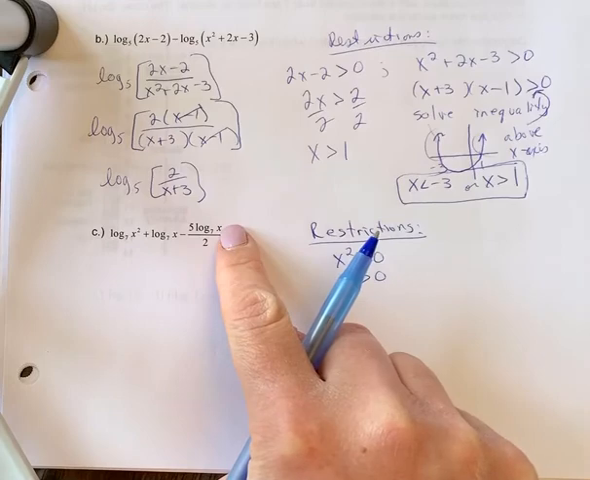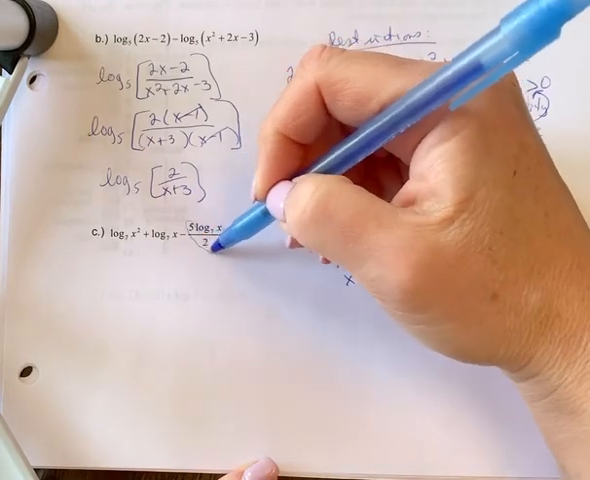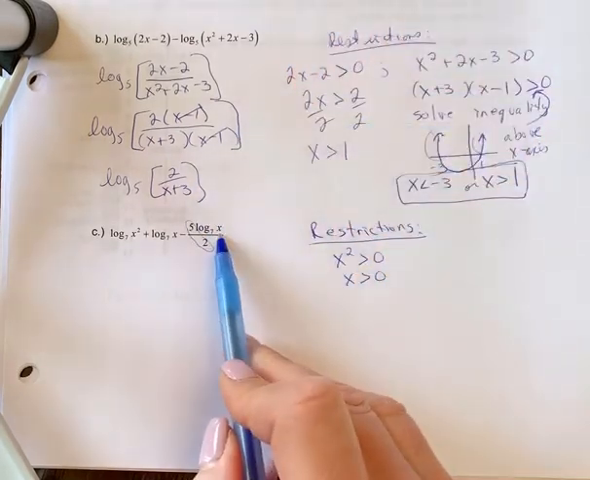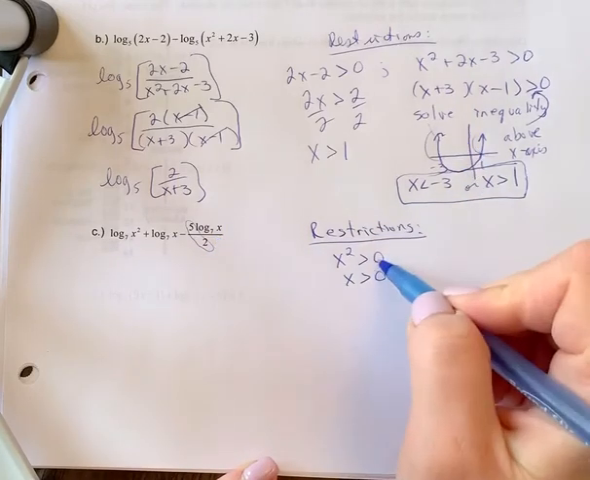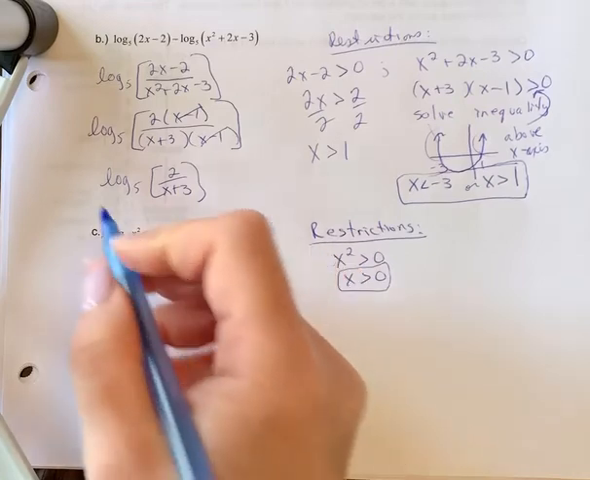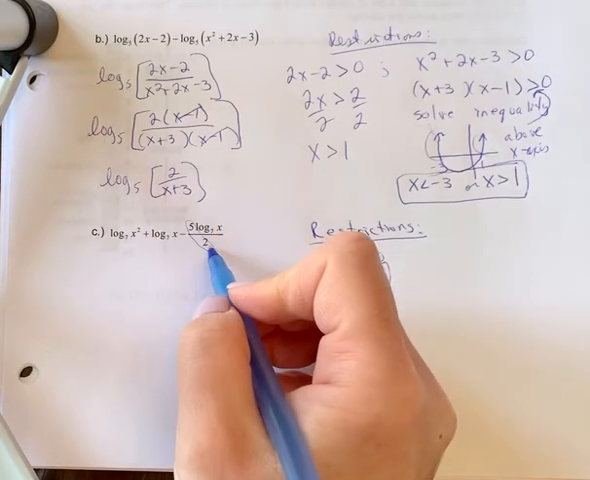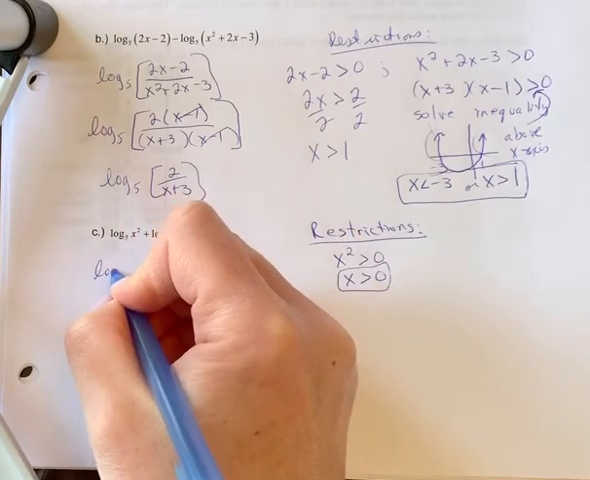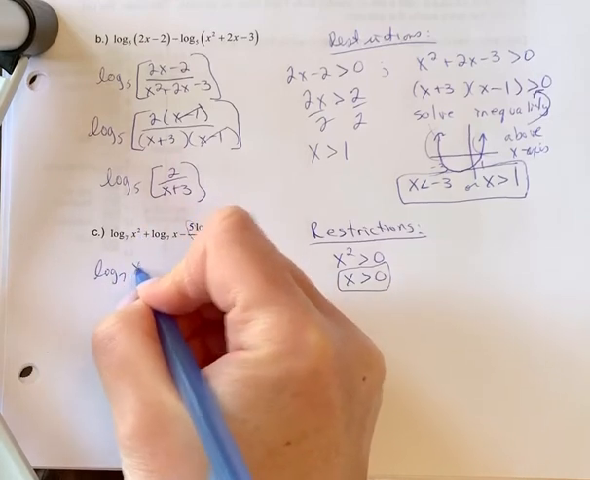x is the argument here. This is all part of the coefficients, not part of the argument. So x has to be greater than 0 is your restriction. Okay, so let's rewrite this out actually with that coefficient so you can visualize this. I already have this as an exponent.